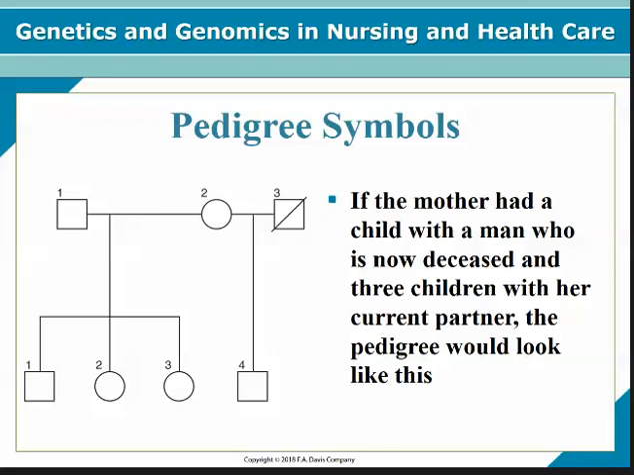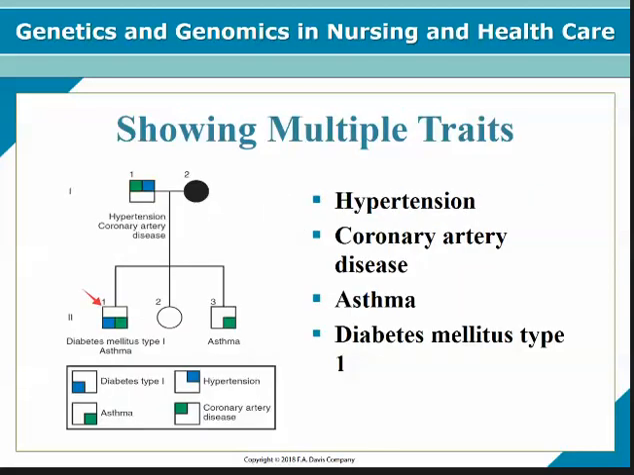The other thing we can do with a pedigree is some color coding and indicating different traits or multiple traits within a single person in the pedigree. This is indicated in your legend that's shown at the bottom of the slide here.